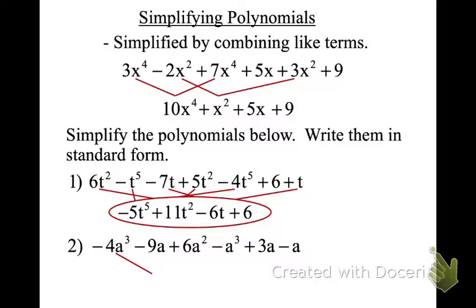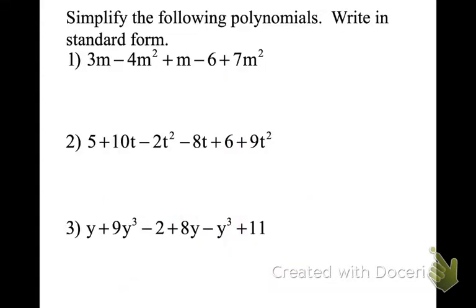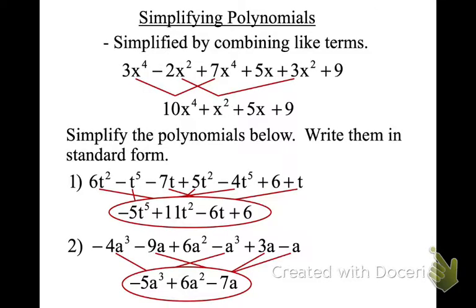Okay, let's check the next. 4 to the thirds, we're going to have negative 5a to the thirds. Remember that negative a is really like a negative 1. 6a squared. Oops, sorry, I went too fast there. Minus 7a.